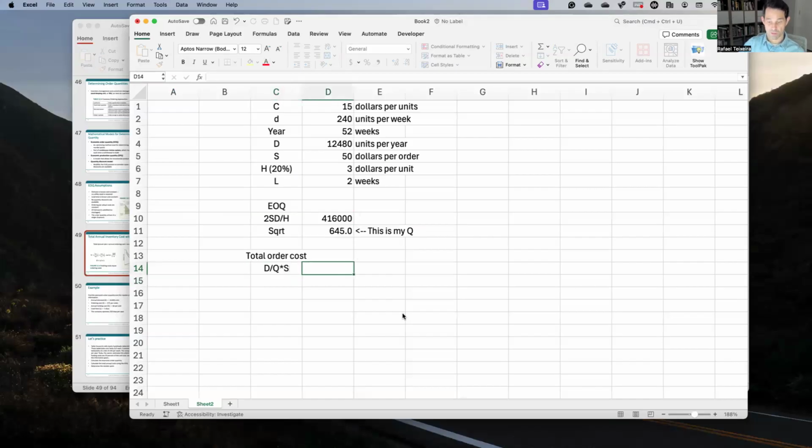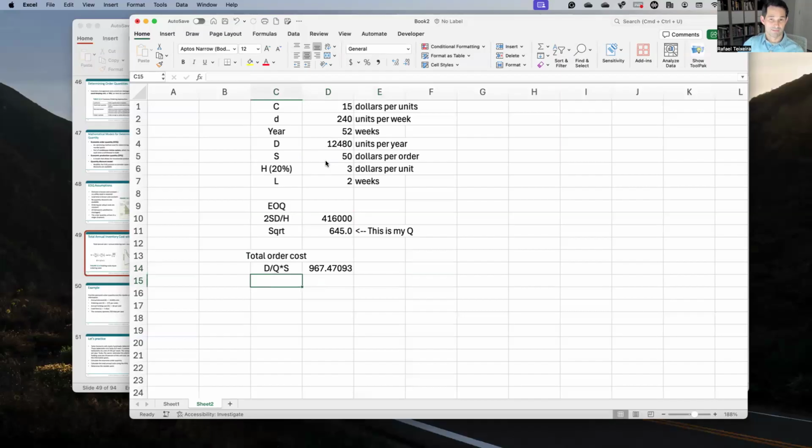I'm going to implement opening parentheses here. Then I'm going to get the annual demand divided by my optimal order quantity, which gives me the number of orders per year. Then if I multiply by 50, I get my total order cost.